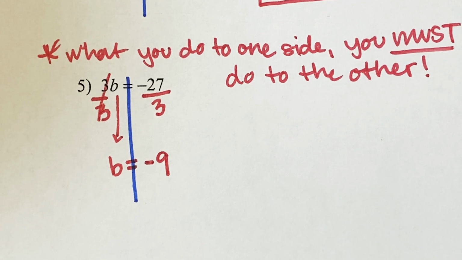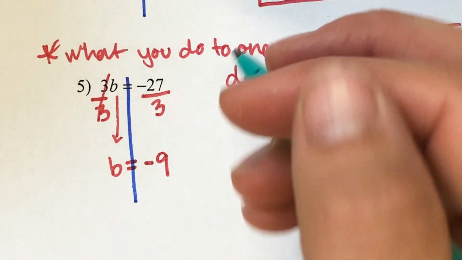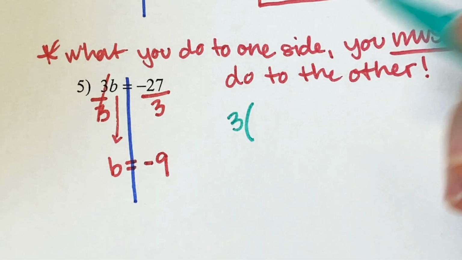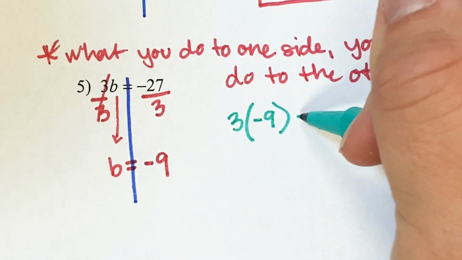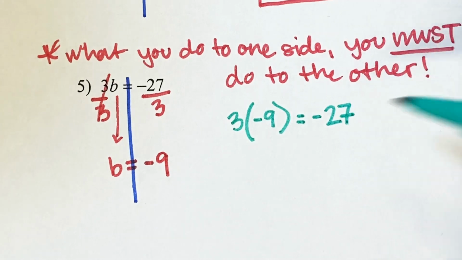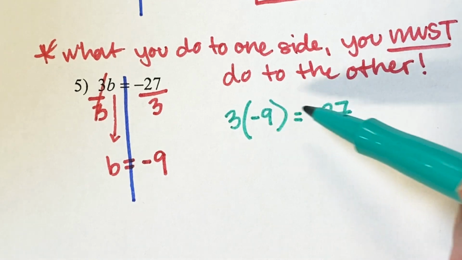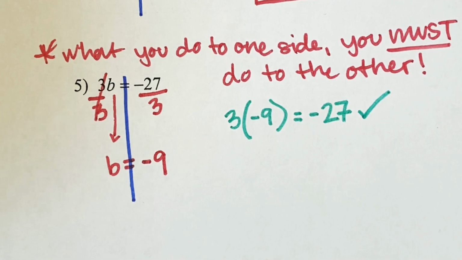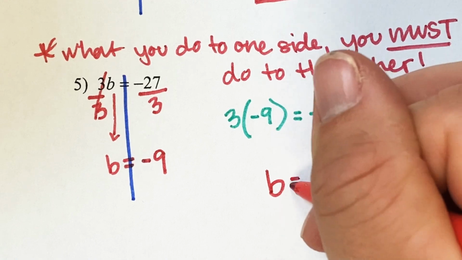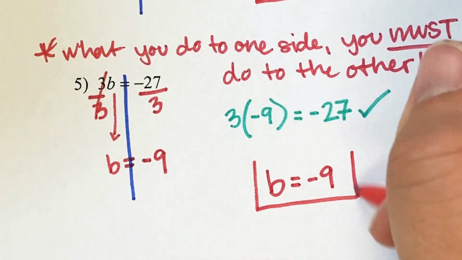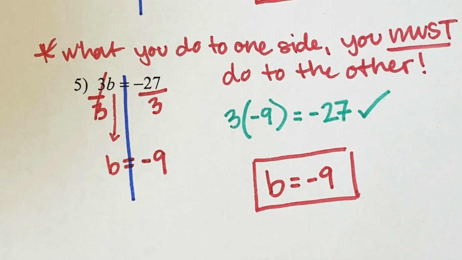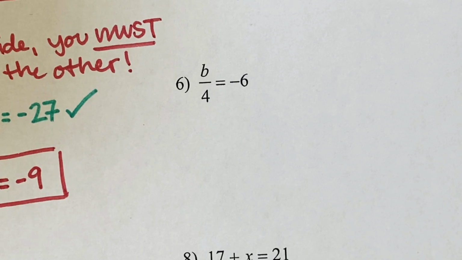Before we box it up, let's plug it in and see if it works. We had a 3, we did have a b, but we found a -9. Does that equal -27? You can check this on a calculator or do it in your head. 3 times -9 does equal -27. A positive times a negative equals a negative. Boom, we are good. So our answer is b equals -9. Great.